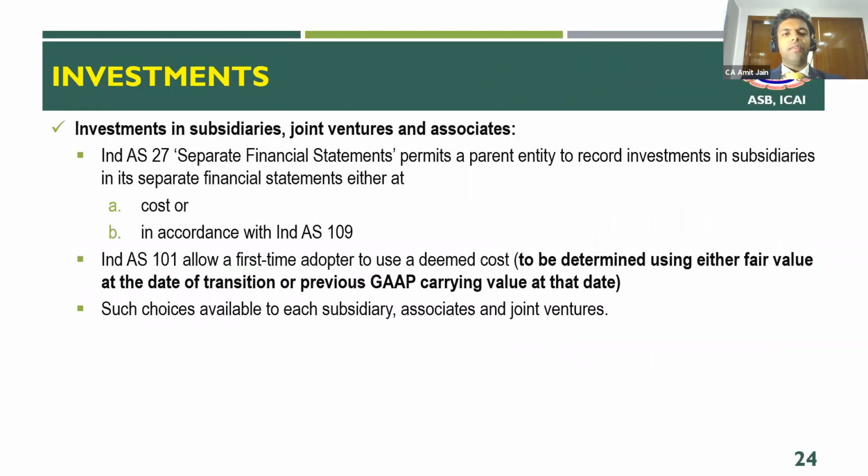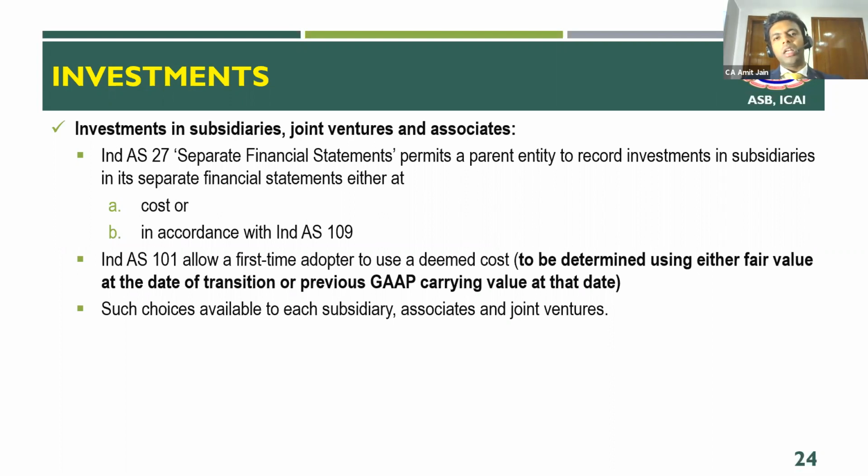Right? Then we have the next exemption on account of investment: investment in the subsidiaries, JV and associates. We need to be very careful that this exemption is only applicable in case of subsidiary, in case of joint venture and in case of associates. Right? What is that exemption?